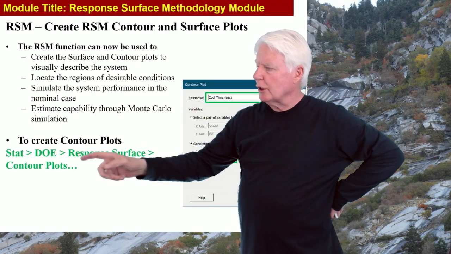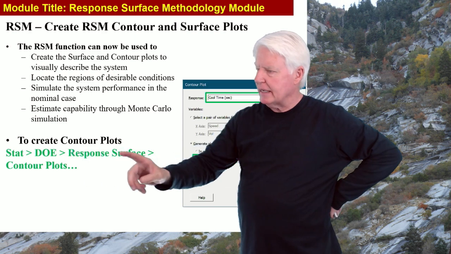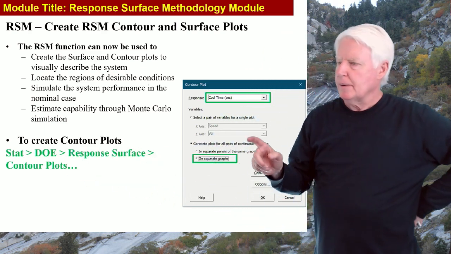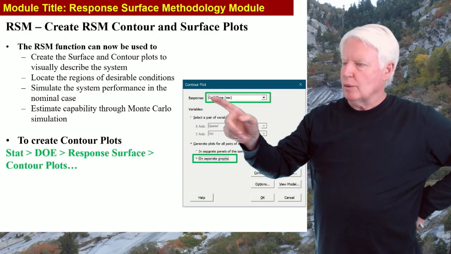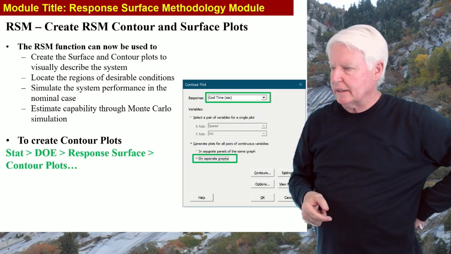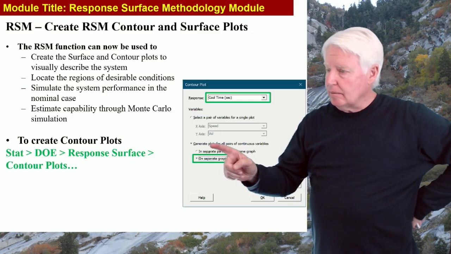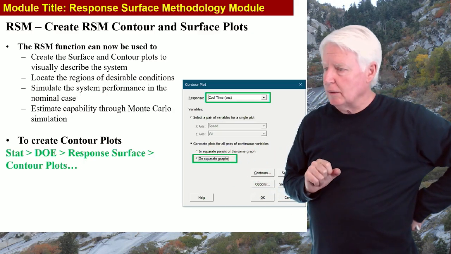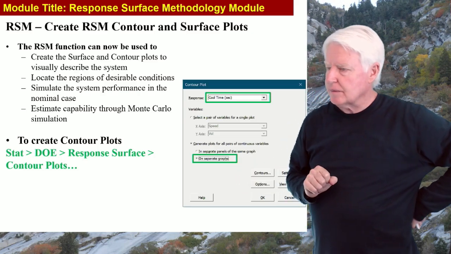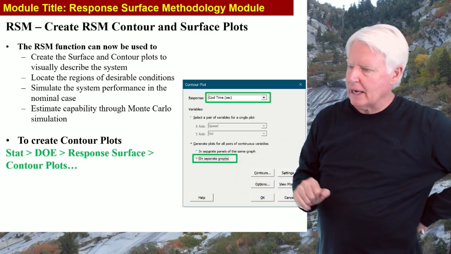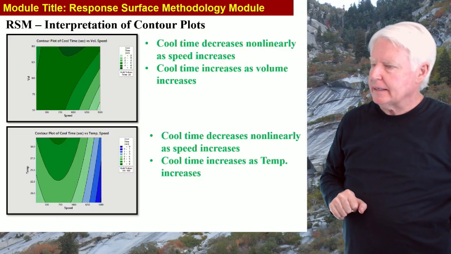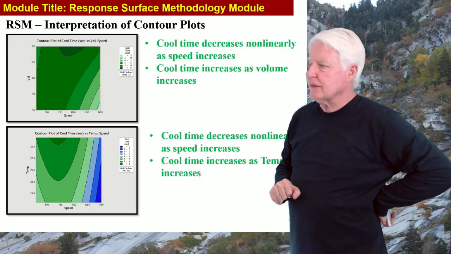To create the contour plots in Minitab, go Stat, DOE, Response Surface, and contour plots. And then you just say, what's the response? You can drop this down, pick the one you want. Of course, we want cooling time. And generate plots for all pairs of continuous variables on separate graphs. Makes it a little easier to read, so we chose that. You may choose something different, but that's one of the options. And then it will create these.